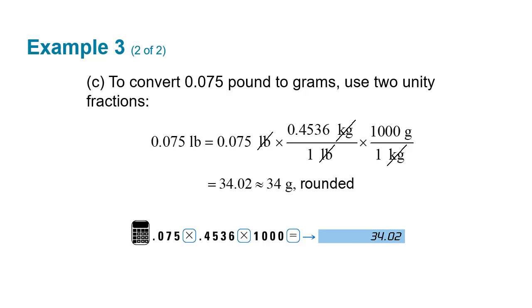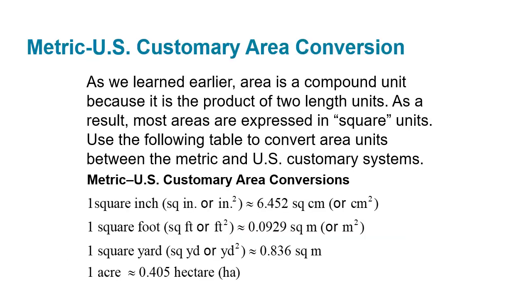Convert 0.075 pounds to grams. Same thing, rounding the same thing. I'm not going to waste time with it. If you want, you can pause and look at it.